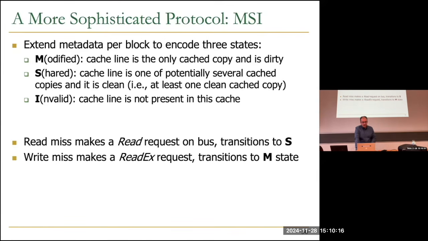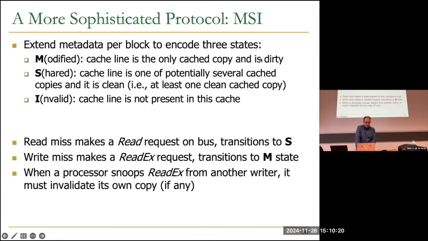A write miss makes a read exclusive request and transitions to the modified state essentially. And when a processor snoops a read exclusive from another writer, it must invalidate its own copy, if any. So that's how we implement invalid. Make sense?